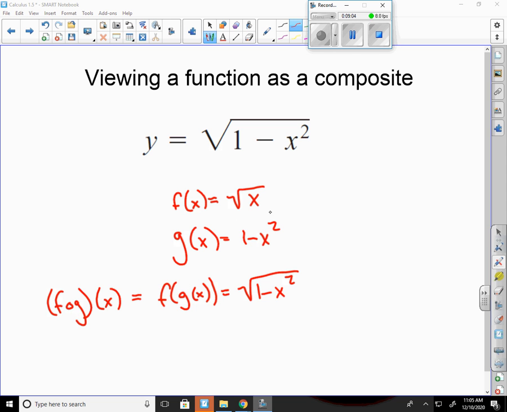If we learn to see this as composite functions, then we can find where this value is not going to work. So if I think about where a square root, what can a square root not be? I can't take the square root of a negative number. So I need to have 1 minus x squared be greater than or equal to 0. And I can find where my values would stop working.